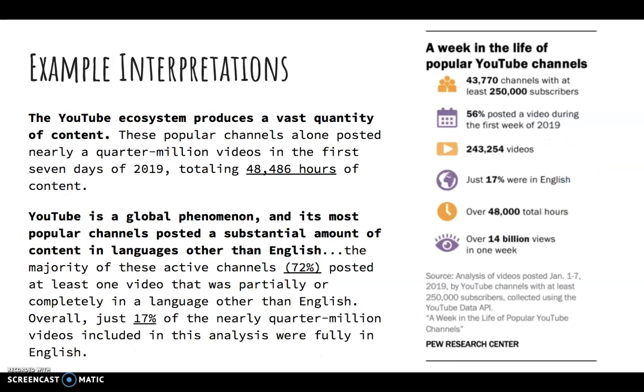Here are some examples of interpretations. The underlined text is from the data collection. It was a Pew Research study on YouTube. The bolded text, though, is the interpretation. For the first example, the researchers found that over 48,000 hours of video content was published on YouTube within the first 7 days of 2019. What does 48,000 represent here? Is that a lot? Not a lot? Is that a normal amount of hours? The authors decide that yes, this is a vast quantity of content, determined in their interpretation that this is a lot of hours.